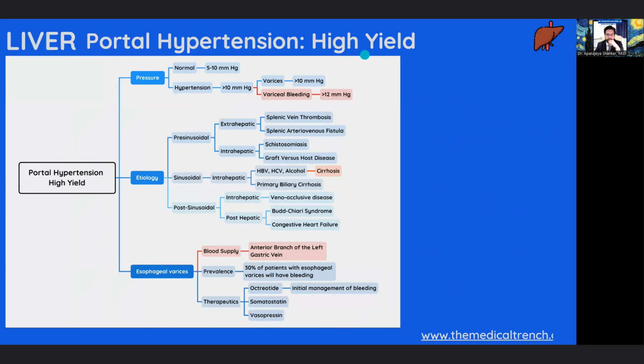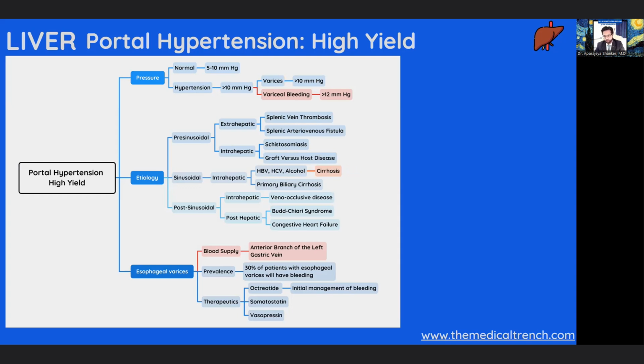Let's go into the high yield parts of portal hypertension. In portal hypertension, in general, the pressure has to be above 10 millimeters, right? Normal pressure is between 5 to 10 for most normal people. Variceal formation occurs at 10 millimeters, but variceal bleeding occurs when it's over 12 millimeters, right? When you look at the etiology, yes, we can divide it into pre-sinusoidal, sinusoidal, and post-sinusoidal. But I want you to look at the cirrhosis part again. Patients who have HBV, HCV, and excessive alcohol use usually present with portal hypertension when there is advanced cirrhosis present.